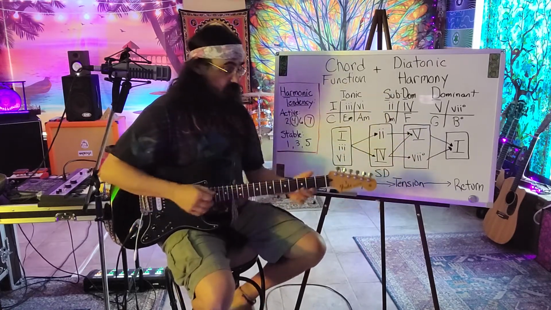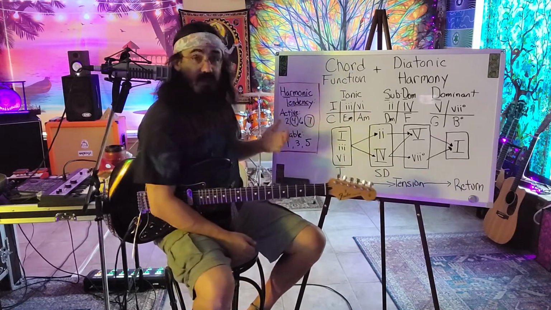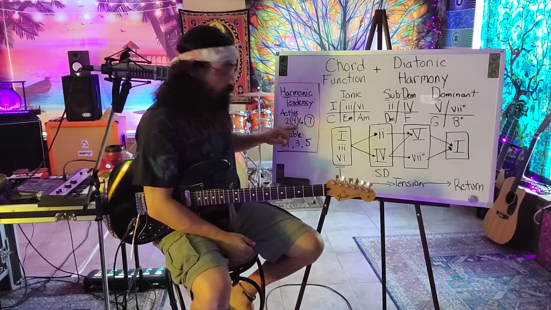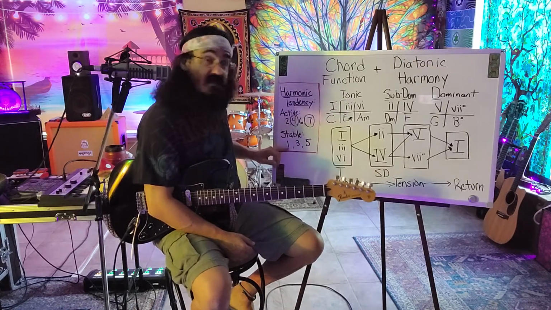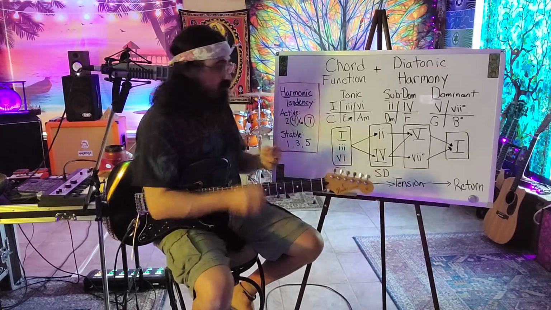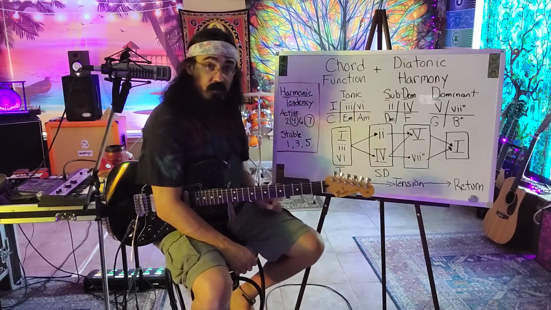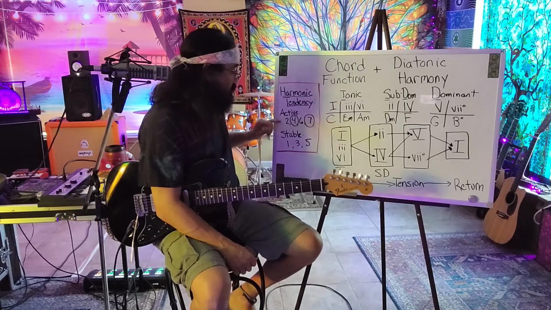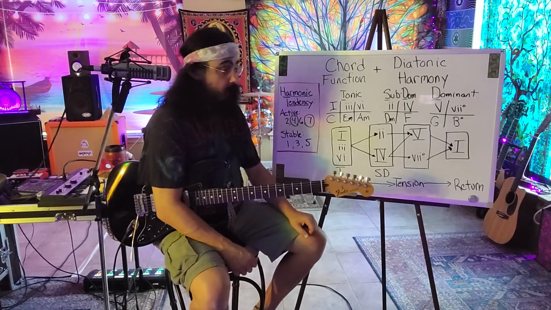The F is spelled F-A-C. So F, what is F? The 4. A is the 6. And C is the 1. So here it's in contrast, right? Two unstable tones, or I should say, active, and one stable. Okay.